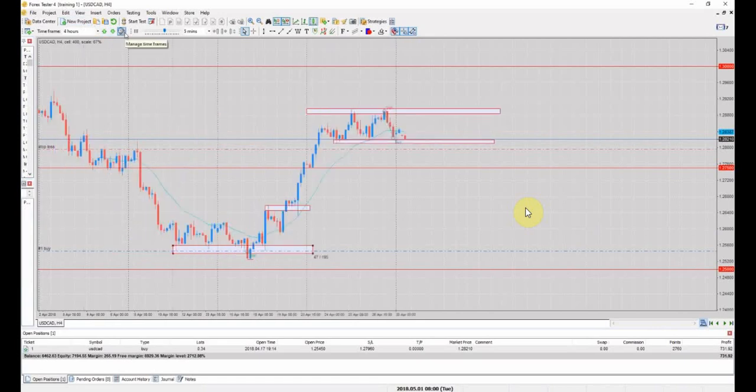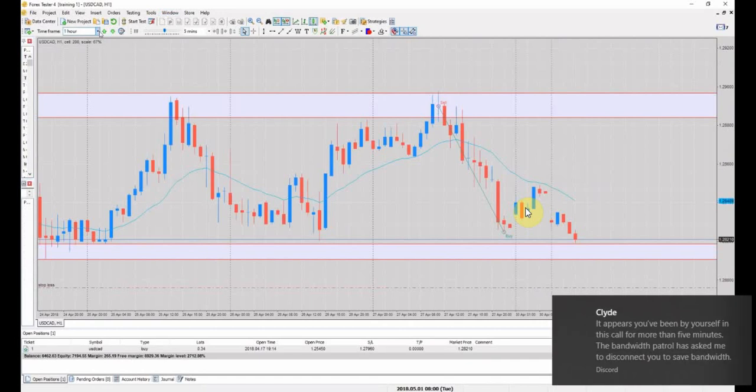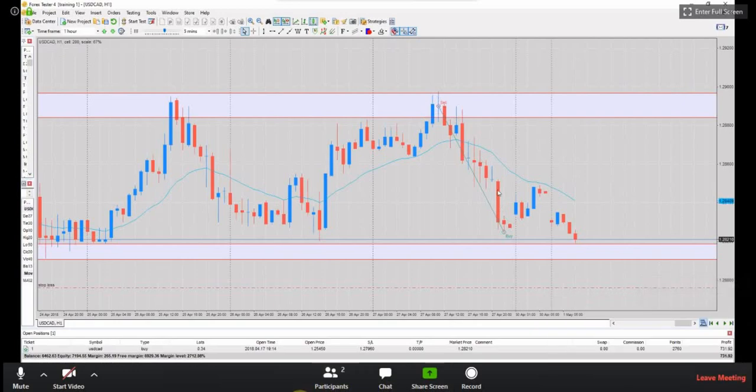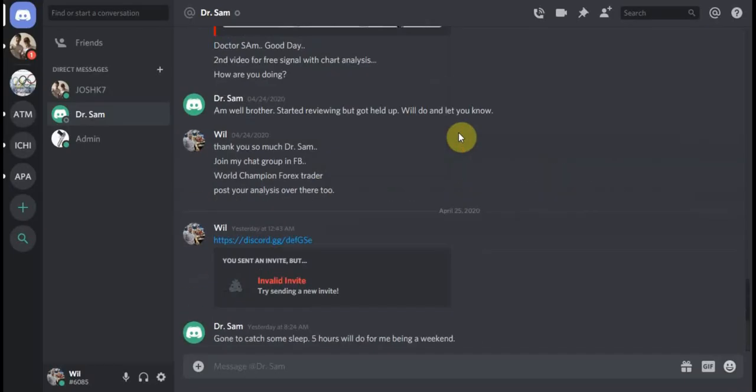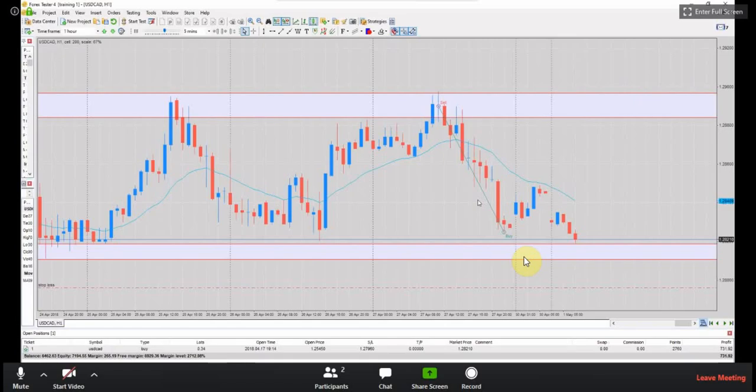We saw that it went well. Let's see the entry. The entry was on the hour time frame. I saw this candle right here, entered, and it sold off. I had a 15-point stop on this and a 65-point target.